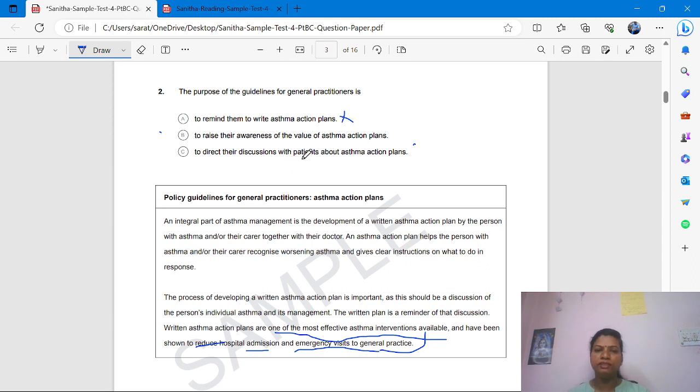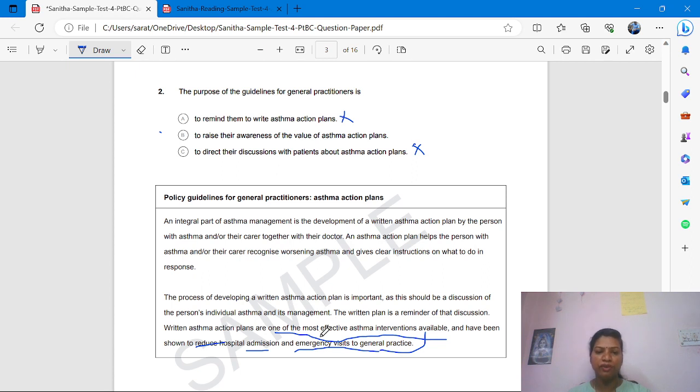We have to discuss with the patient with asthma action. To direct their discussion with patient about asthma action plan? No, it is not saying anything like that. So the second question, to raise their awareness. Yes, it is raise their awareness of the value of asthma action plan.